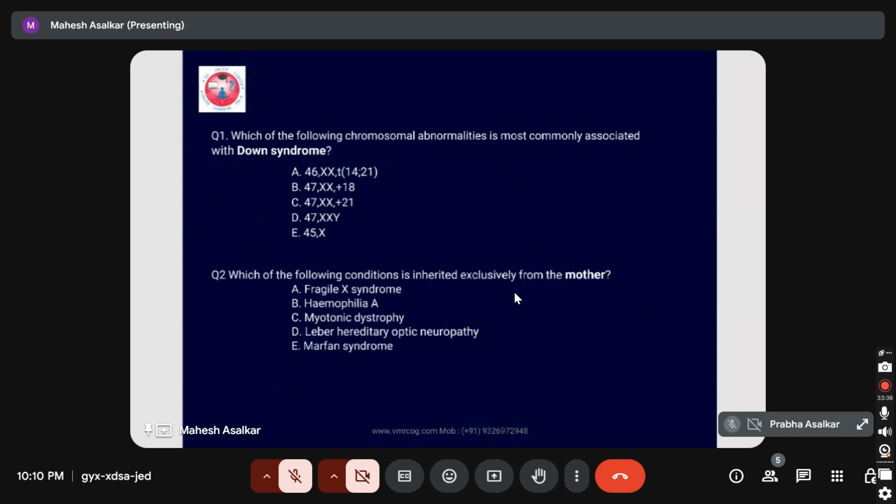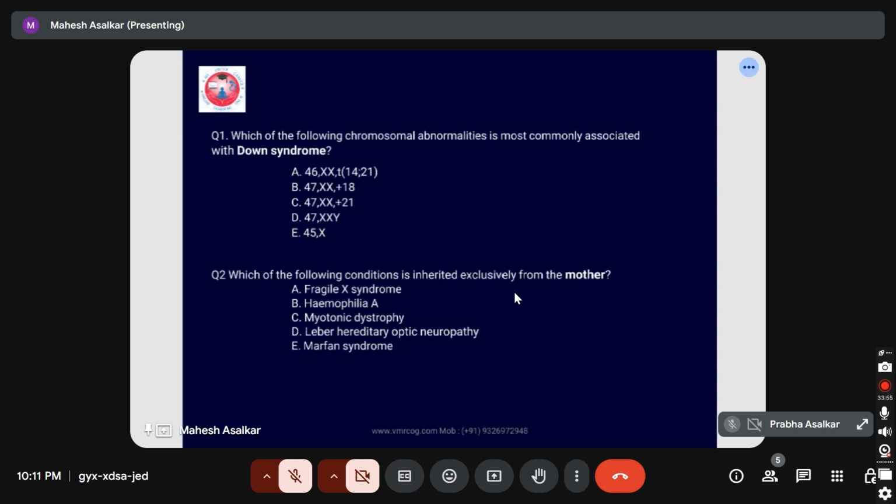A, 46XX translocation 14;21. B, 47XX plus 18. C, 47XX plus 21. D, 47XXY. And E, 45X. It is 47XX plus 21.